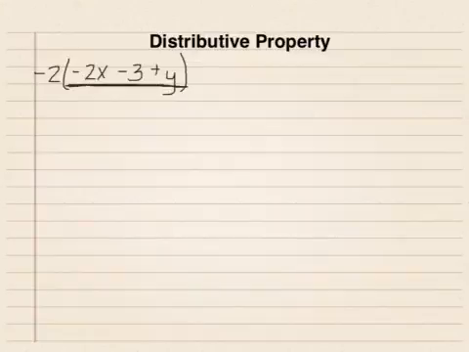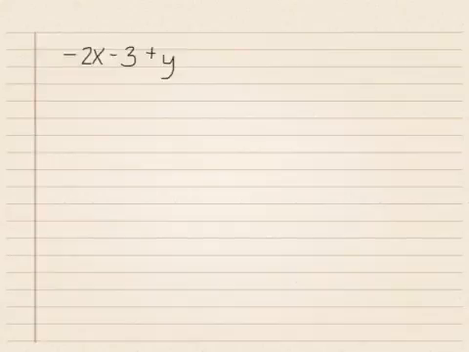So what I'm going to do is first show you how we can make sense of what's inside the quantity or the parentheses so that we can understand it a little bit better. I went ahead and copied it, and what we have is negative 2x minus 3 plus y.